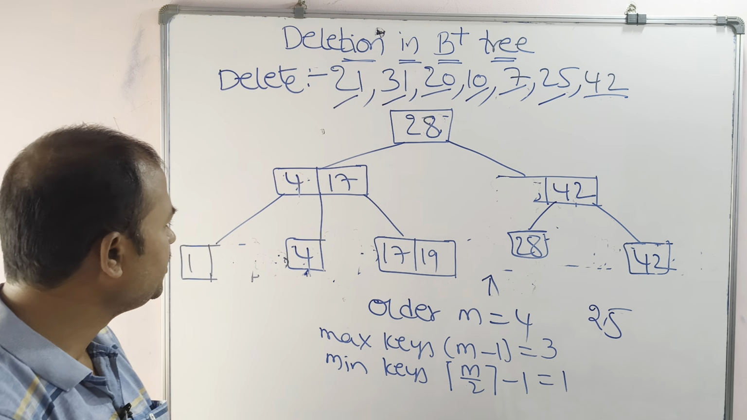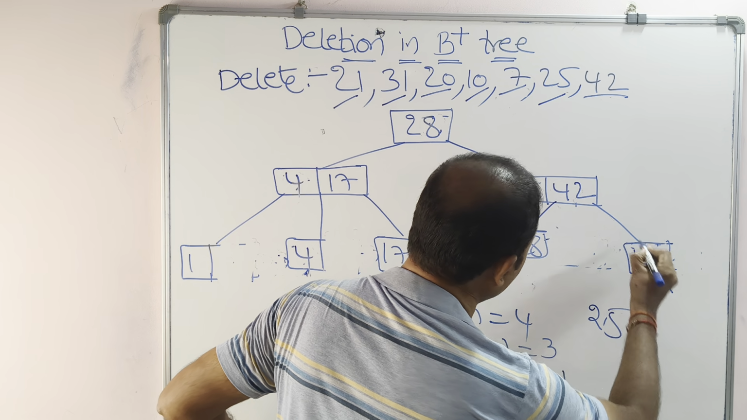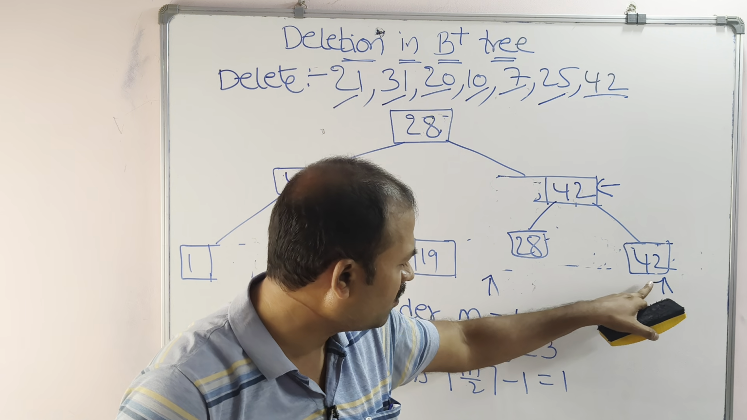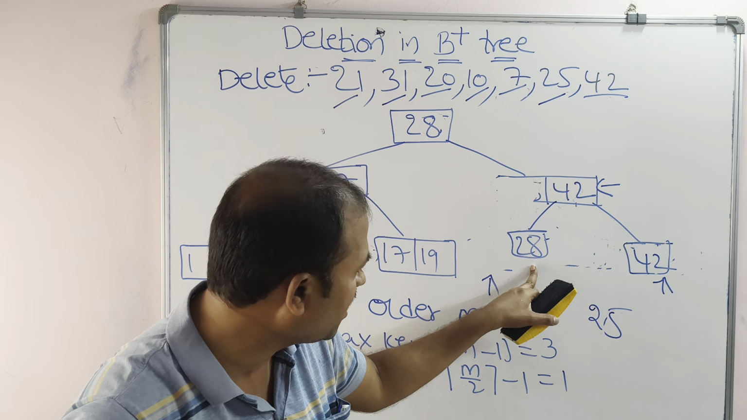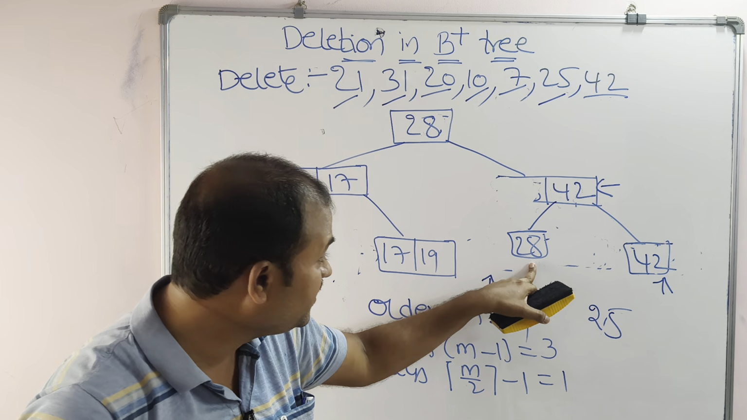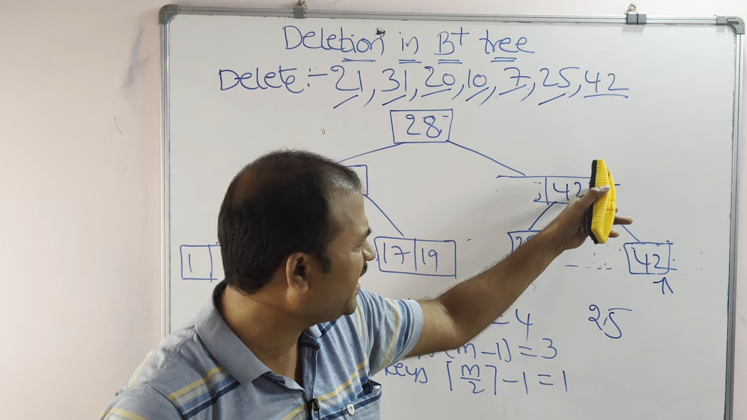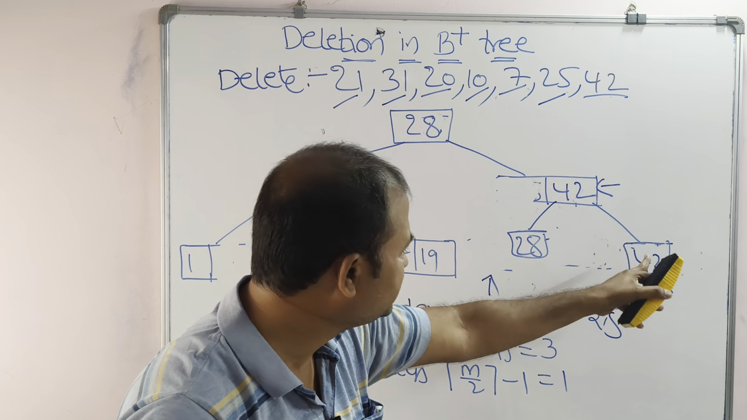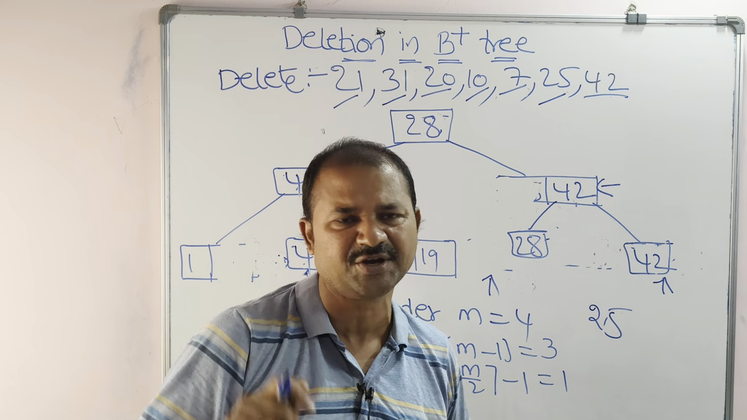Now let us remove 42. So find the location of the 42. So here we have 42. In the internal node also we have 42. But here what is the problem? This node is having only minimum number of keys. So it will ask the left sibling. Left sibling is also having minimum number of keys. So it will ask the parent. So the parent is also having only one key. So merging is also not possible. If we perform the merging also, then we will have only 42.